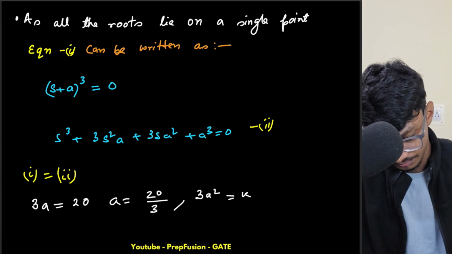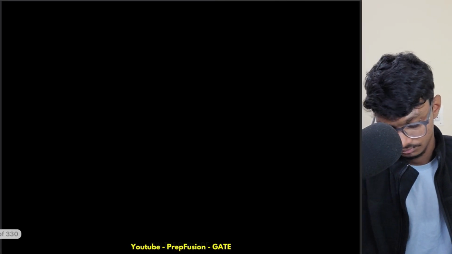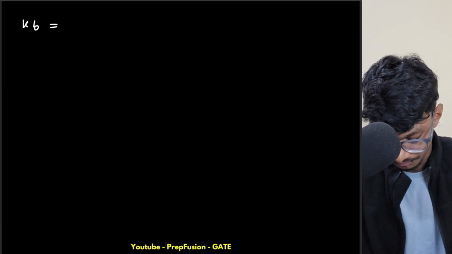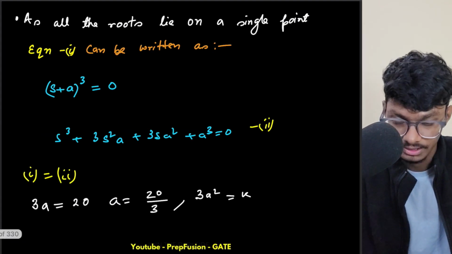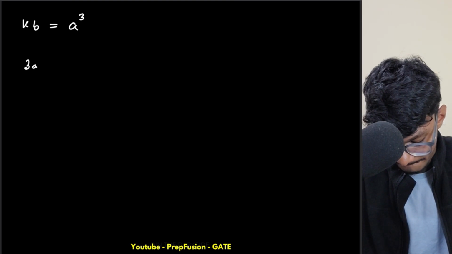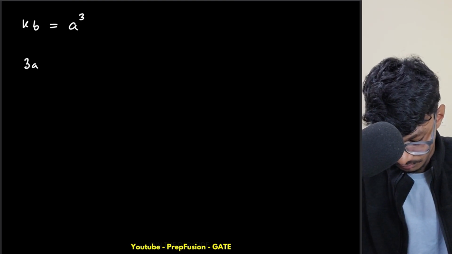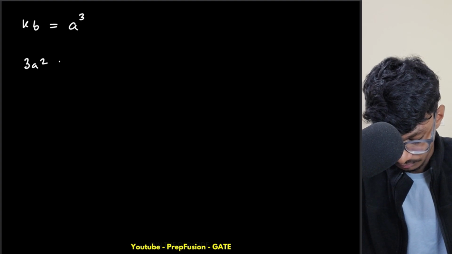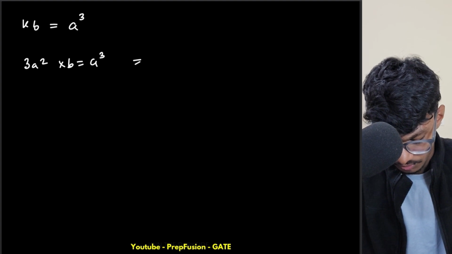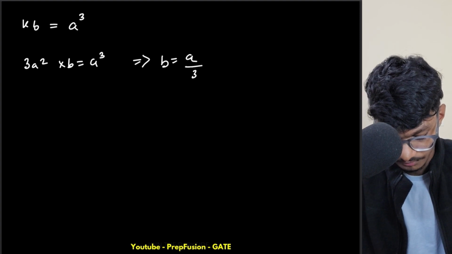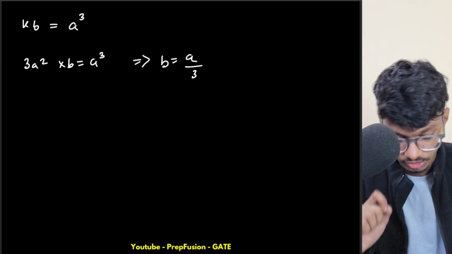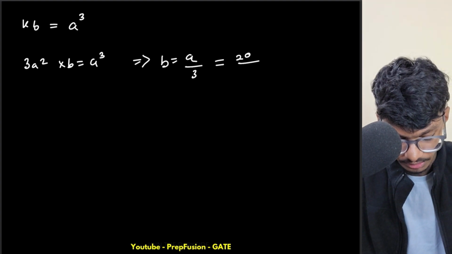So next page. Kb equals a cube. What is k? K equals 3a square. Into b equals a cube. So b equals a by 3. Now what is a? A is 20 by 3. So b will be equal to 20 by 9. This is how you solve this question.